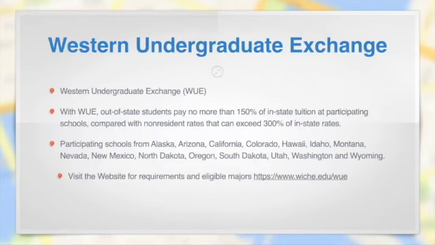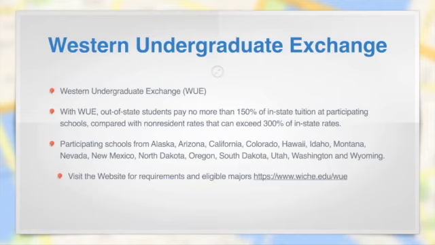I wanted to bring your attention to an amazing program called the Western Undergraduate Exchange. A lot of people don't know about it. It's called WUE, is how we refer to it. But it really is when out-of-state students pay no more than 150% of the in-state tuition at participating schools, compared to non-resident students, whose tuition can exceed 300%. So in other words, pretty much it's in-state tuition costs if you're a California student in specific areas, in specific schools. Some participating schools are in Alaska, Arizona, well, California, you are in state, Colorado, Hawaii, Idaho, Montana, Nevada, and so on, even Washington.